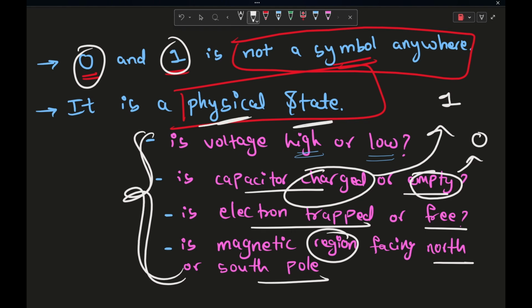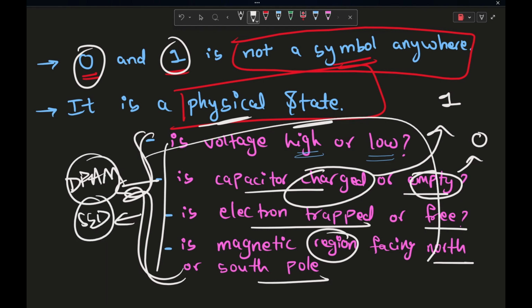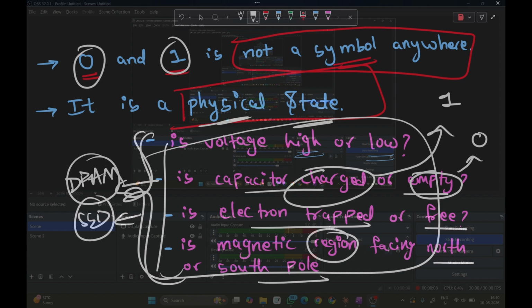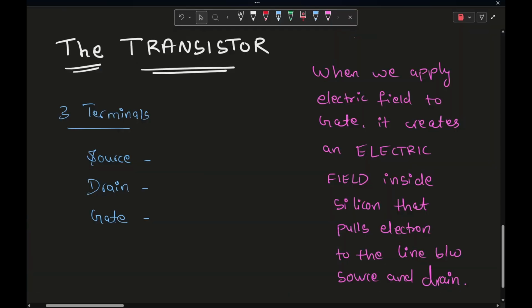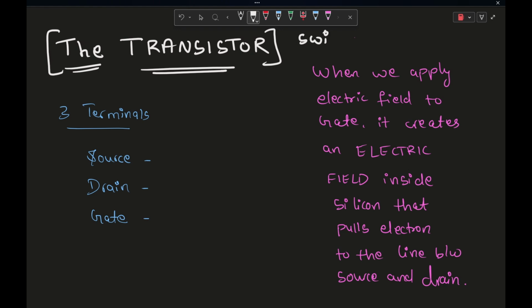Now all these things are use cases. Capacitor is the case of DRAM, electron trapped is the case of SSD. We will all understand how all these things work at root level. So okay, let's move to the next part. The transistor is the most basic part of this memory handling, or it is the lowest part of the architecture. Basically, a transistor acts as a switch which is on and off.